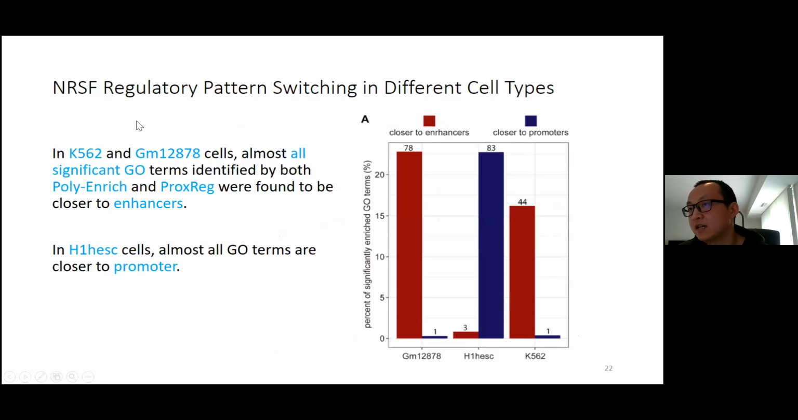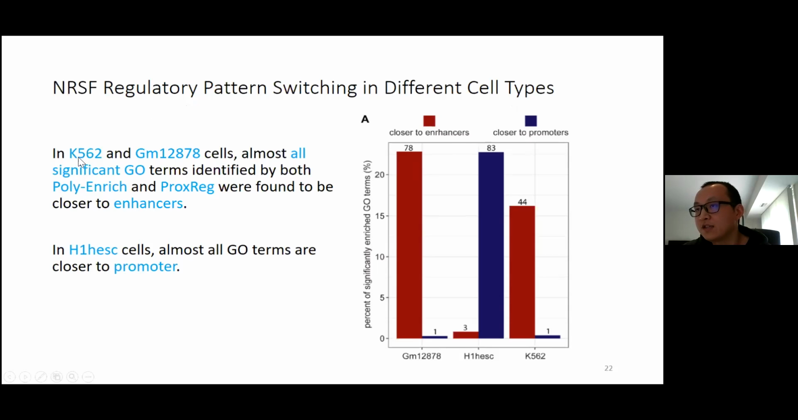After that, we want to see if those TFs have clear patterns in different cell lines, and how the regulatory patterns differ across them. So we selected this NRSF transcription factor to see how the regulation patterns vary in different cell lines, because here we have 3 different cell lines.